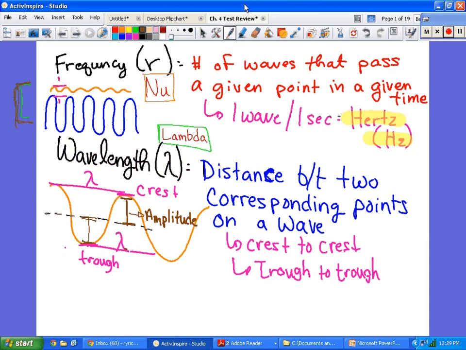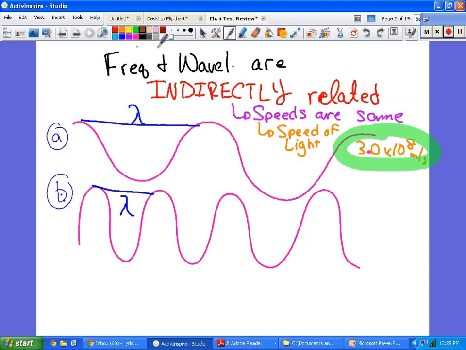So again, that is frequency and wavelength. Now, if you'll look at your second test objective, or the second little sub-bullet, it says know how the two are related. Frequency and wavelength are indirectly related, which means what? One goes up, the other goes down. So from A to B, what happened to my wavelength? It gets smaller or shorter?